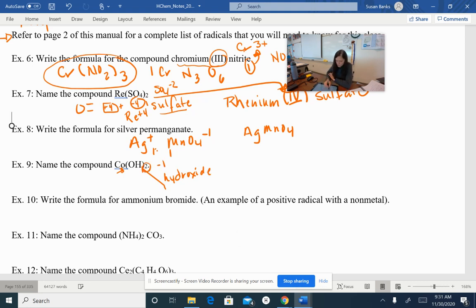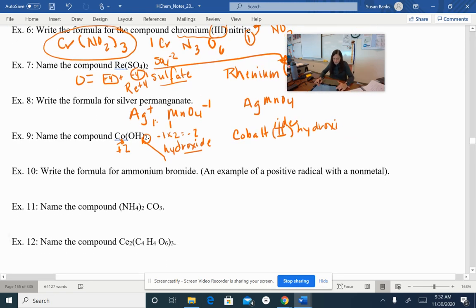I've got 2 of them. So negative 1 times 2 gives me a negative 2. So if I have a negative 2, what does the positive side have to be for this to add up to 0? Hopefully you said a positive 2. So we know the charge on cobalt is going to be a positive 2. So I'm going to designate that with a Roman numeral. Cobalt 2. And then we're going to use the full name of the polyatomic, hydroxide. Okay?